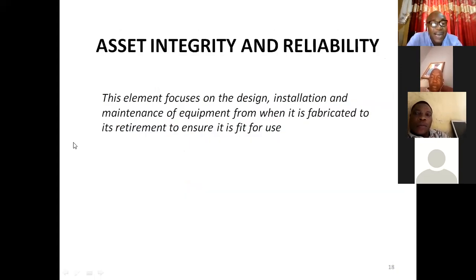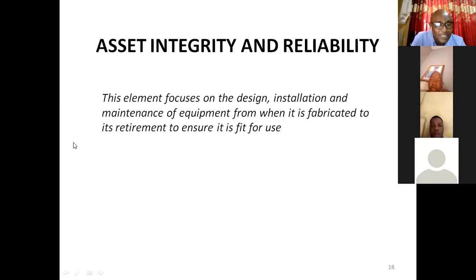Process integrity and reliability. This element focuses on the design, installation, and maintenance of equipment from when it is fabricated to its retirement, to ensure that it is fit for use. You must check the integrity and how reliable an equipment is before you use it.